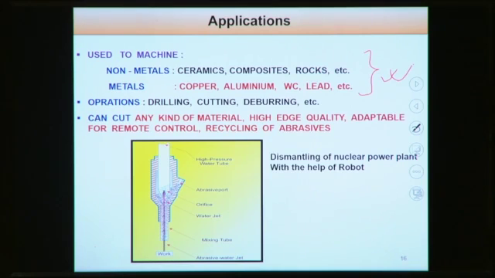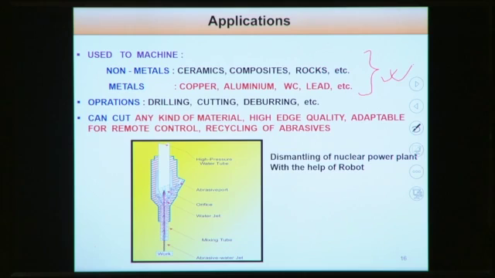Any kind of complex shape can be generated from this process. Recycling of abrasives is done in abrasive water jet machining, because the requirement of these abrasive particles is around 5 kg per minute, maximum. Because of this high requirement of abrasives, these abrasive particles are recycled in the abrasive water jet machining process.